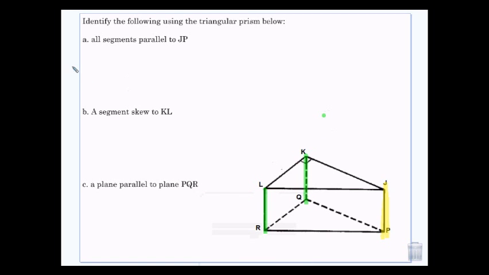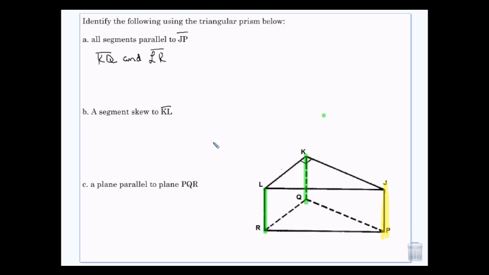So I've got KQ and LR. How about RQ? Would that be? No. Sorry, these should have lines over top of them. Okay, so I have KQ and LR that are parallel. So parallel runs in the same direction.